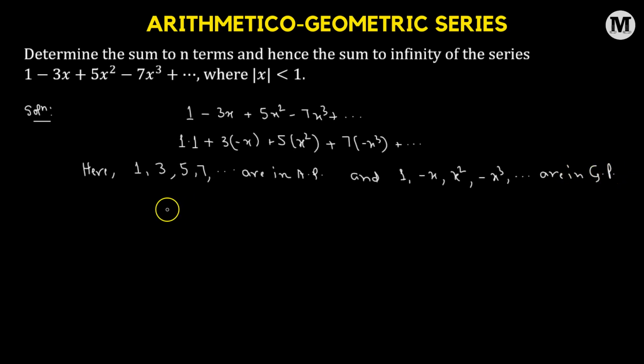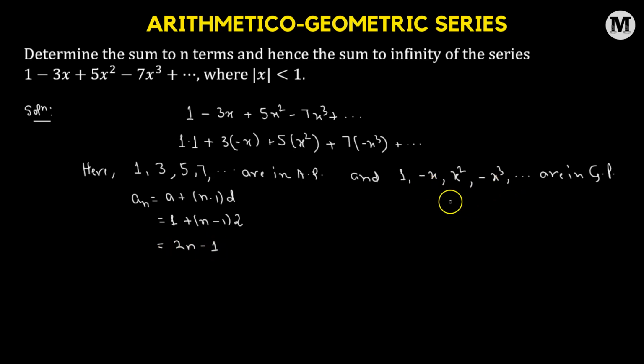Fine. Now, for the first sequence, we can easily define its nth term. The nth term is defined by the first term a added to n minus 1 times the common difference d. So here we have the first term as 1, added to n minus 1 times the common difference, which is 2. When we simplify it, we get 2n minus 1.